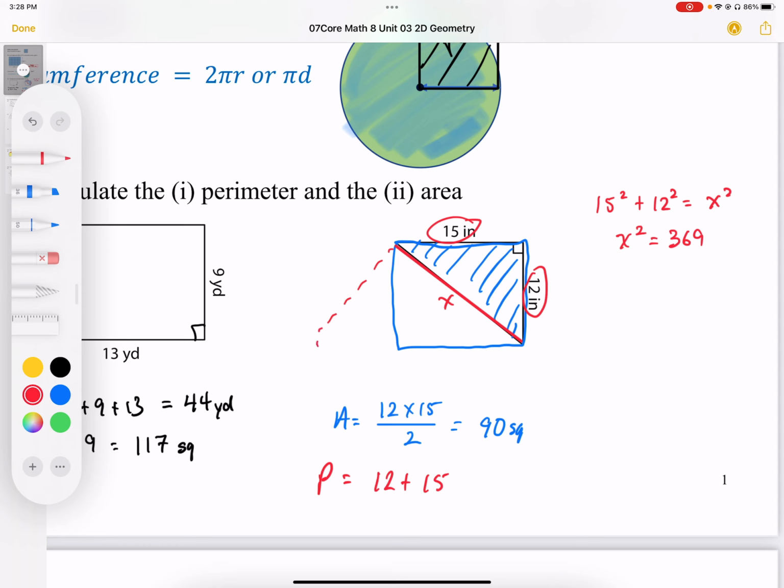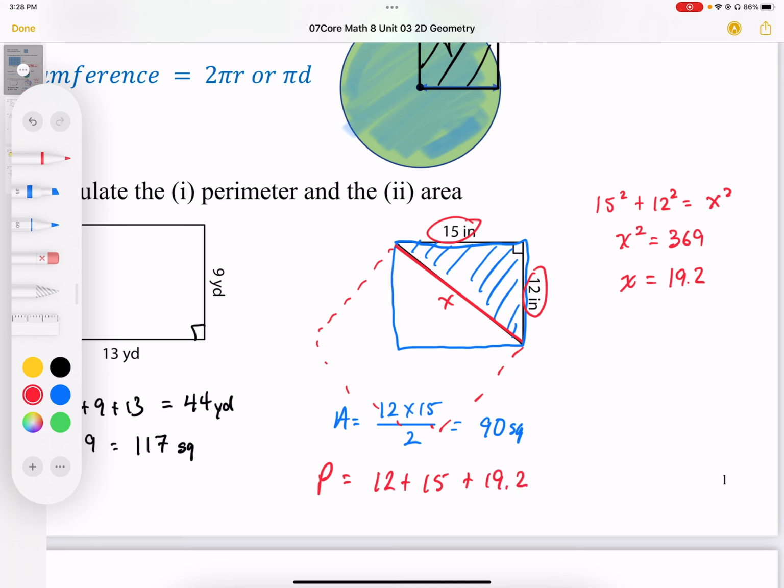So this square here is 369, but I want the side length. So to go from area to side length, I square root. So square root 369. That gives me 19.0201. I'm just going to round that to 19.2, so plus 19.2.